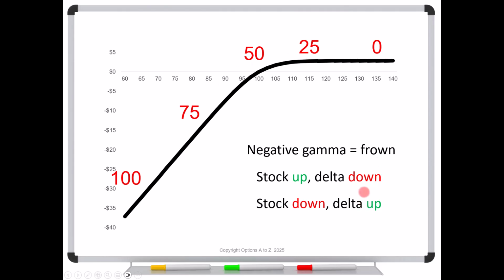What if the stock goes down? Well, now we're heading in this direction. We go from 0, 25, 50, 75, 100. The deltas are increasing. Stock down, delta up. So that's what makes it negative gamma, is that your deltas are moving in the opposite direction of the stock. So what do you suppose we have for a short call?